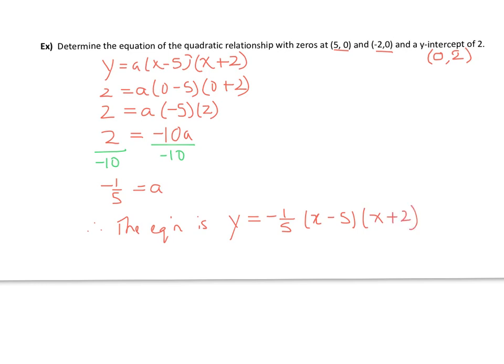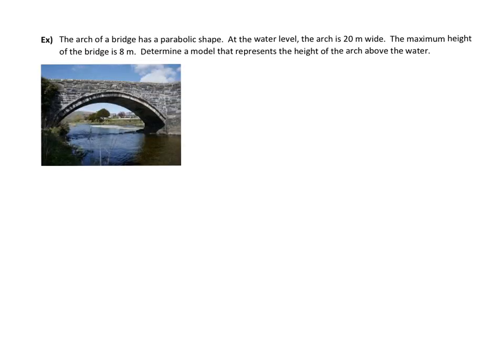All right, next example. We have a picture here of a bridge. The arch of a bridge has a parabolic shape, so it's a wide parabola here. At the water level, the arch is 20 meters wide. The maximum height of the bridge is 8 meters. Determine a model that represents the height of the arch above the water.